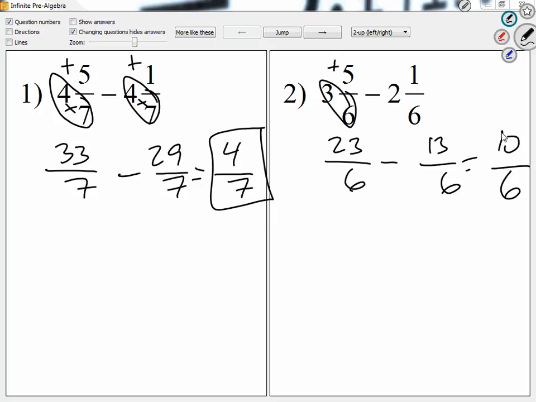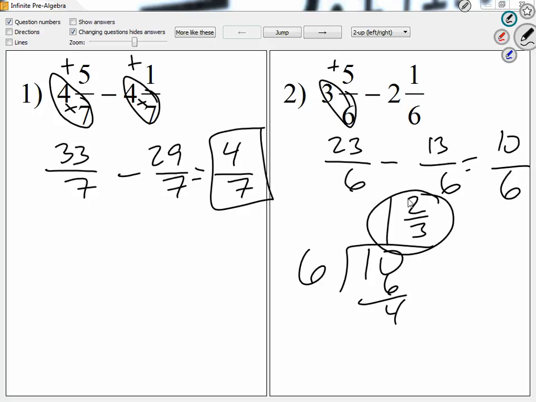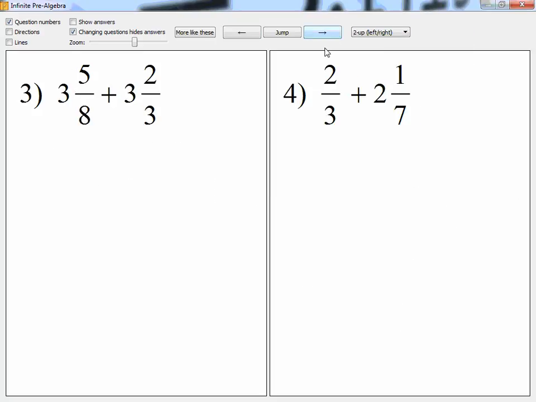10. The bigger number is on top, so we do have to divide. 10 divided by 6. 6 goes into 10 one time. My remainder is 4, but my fraction 4 over 6, let me simplify that to 2 over 3. If there are any fractions, make sure you simplify. So when they're the same denominator, it's easy, like questions 1 and 2.